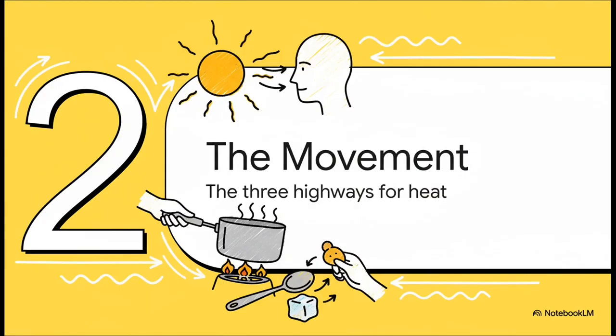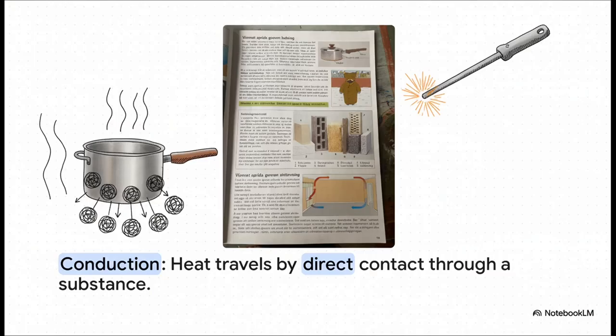So we know heat is atomic motion, but how does that motion get from the sun to your face, or from a hot stove burner into your dinner? Well, it turns out there are 3 main highways that heat energy uses to travel. So our first highway is conduction. This is heat transfer through direct contact.